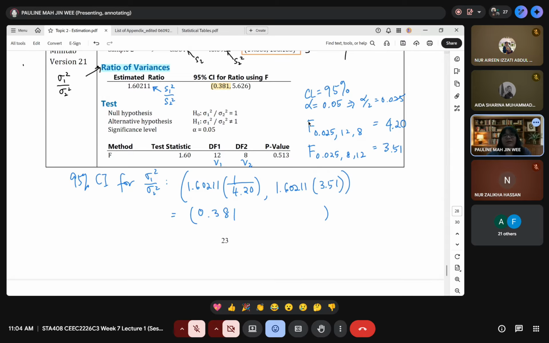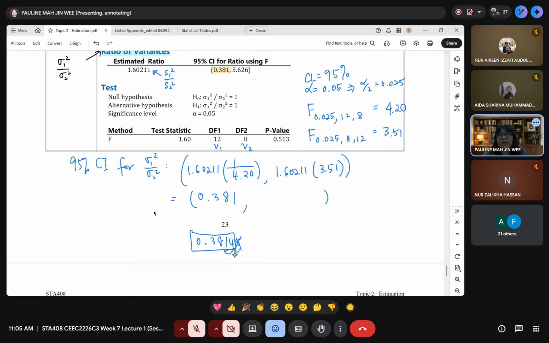If you want the actual figure, you straight away take to this part only. You can only do this. If you want 3 decimal places, take the 4th digit and check whether you can round off or not. All right. So that's why this is okay.